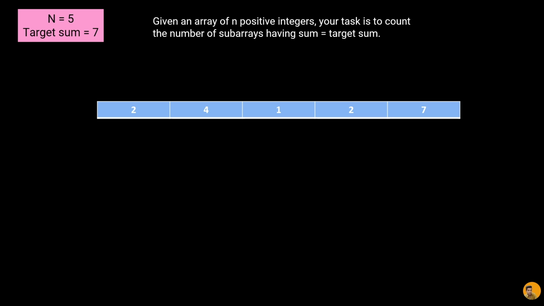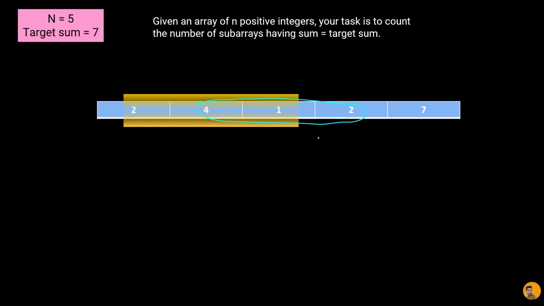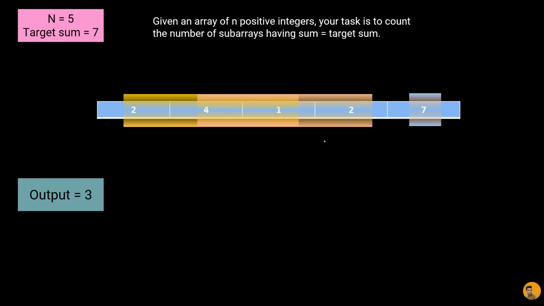So we need to calculate these subarrays. One subarray I can clearly see is 2, 4 and 1. If you add this, it is going to give you 7, right? So this is one subarray. What can be another subarray? This can also be a subarray: 4, 1, 2. 4 plus 1 plus 2 is equal to 7. And one subarray can be this also, right? Just a single number. A subarray can contain a single number also. So this can also be one because its value is equal to the target sum. So the output we have to print is 3.